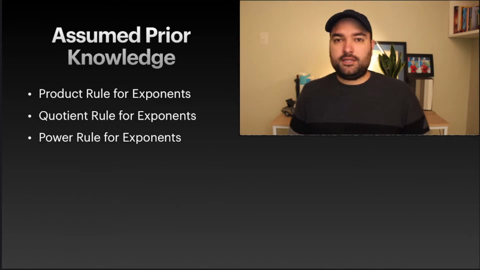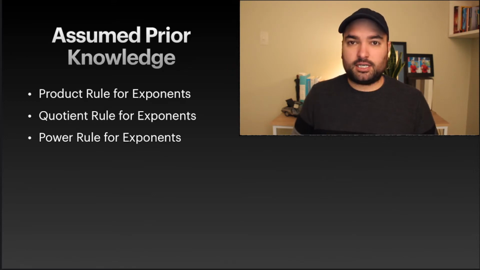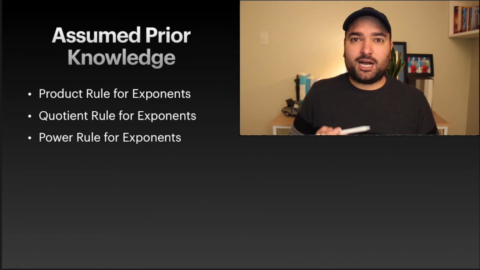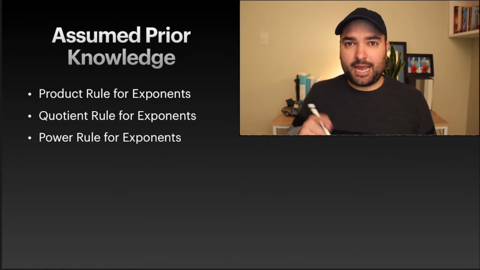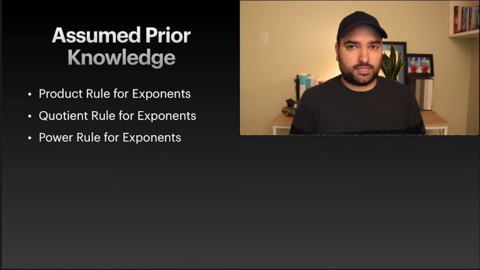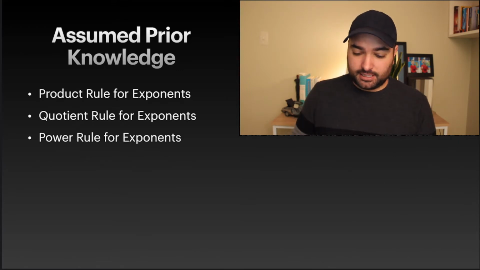Alright, let's go. There is some assumed prior knowledge, so I'm assuming that students at this point have done some work on exponents with the product rule. I'm assuming that you understand the quotient rule, and that you have some experience with powers of powers, so power rules and exponents. If you haven't done that, you might need to go back and refresh those before getting into this. Alright, let's get into the first section.